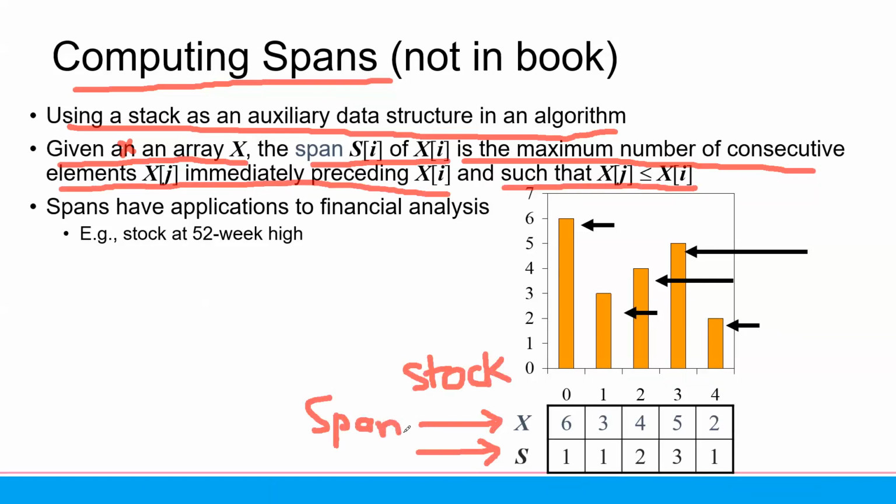So I give you a small number. At time 0, the stock price is 6, so the span is 1. It means that the span is the maximum number of consecutive elements Xj immediately preceding Xi, where Xj is less than Xi.